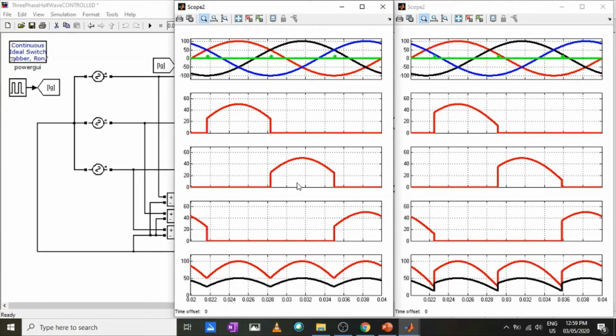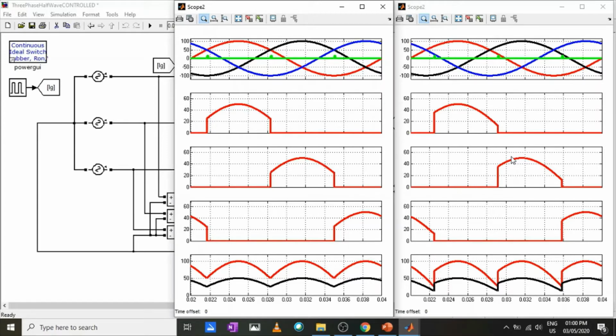Nonetheless, we can see from the width of the current waveforms in both scopes that the conduction angle of the thyristor remains unchanged. It is 120 degrees.